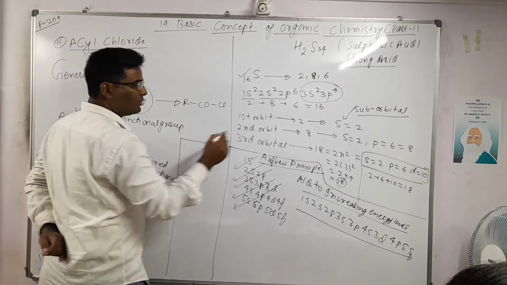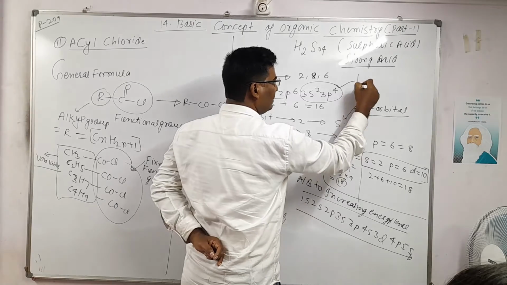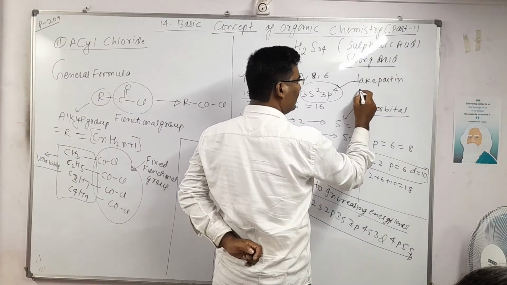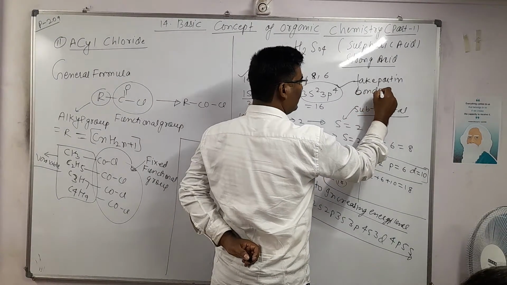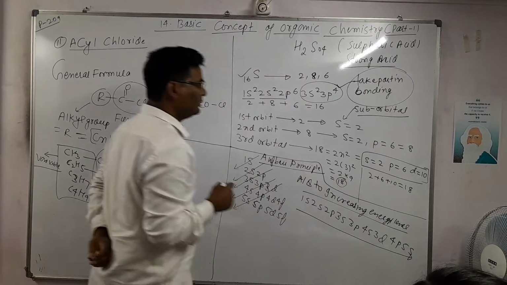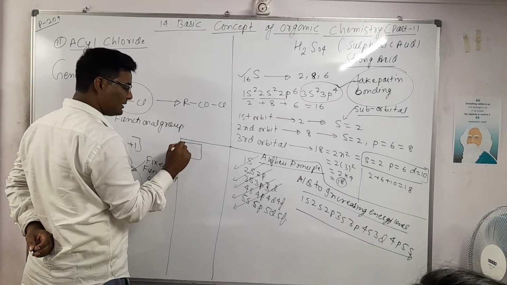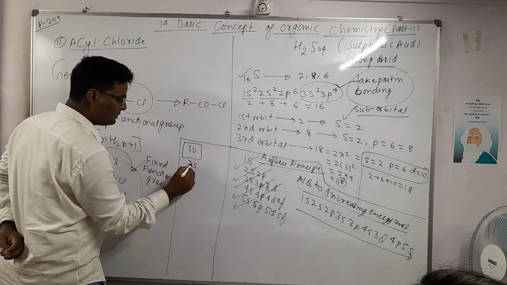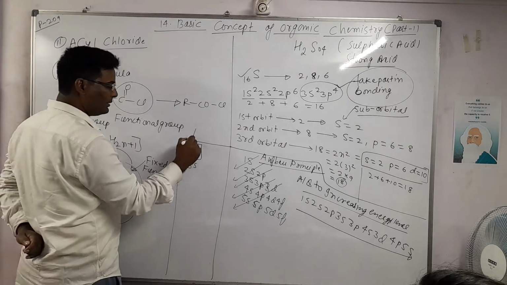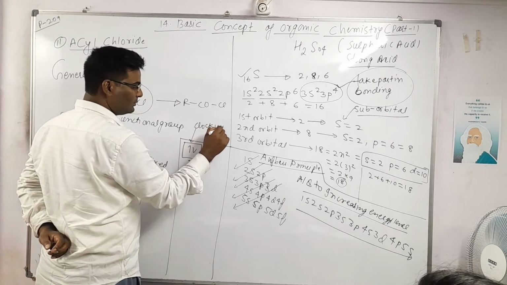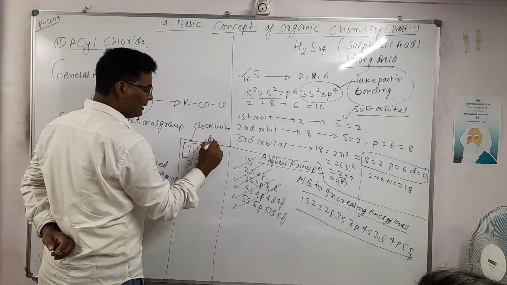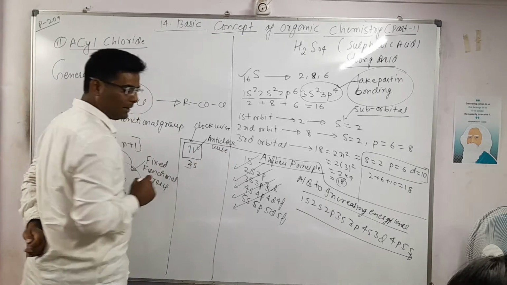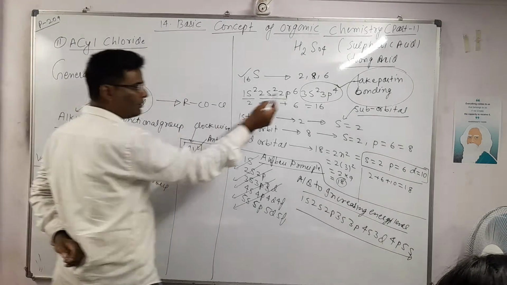Now look here. The last orbit takes part in bonding, right? So now fill the electrons. Its structure will be like this. These 2 electrons are in the third orbit, 3s. One will be moving in the clockwise direction, and this is called the anti-clockwise direction. Right? Now the p orbitals.